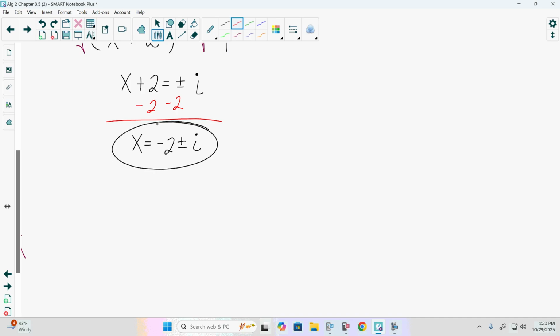Negative 2 and i are not like terms. They can't be combined. They can't be simplified. So that's as far as we can take it.